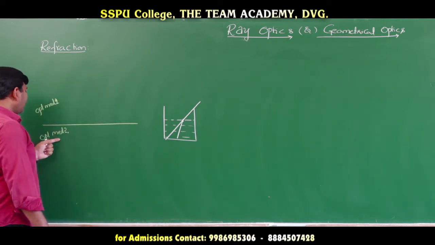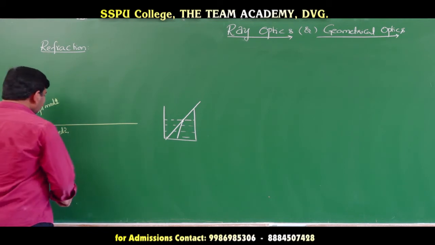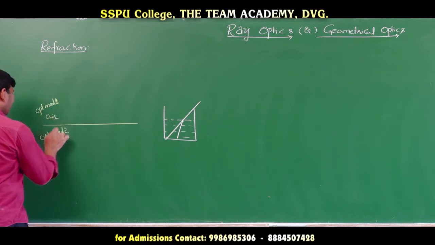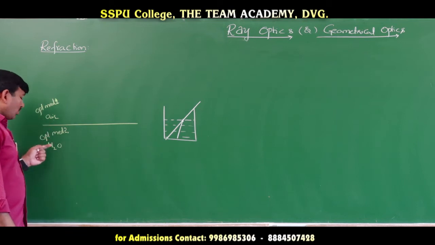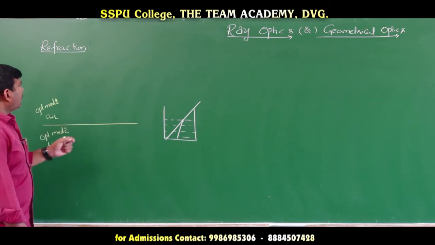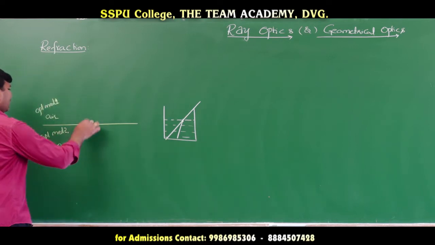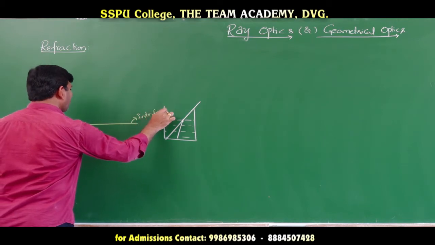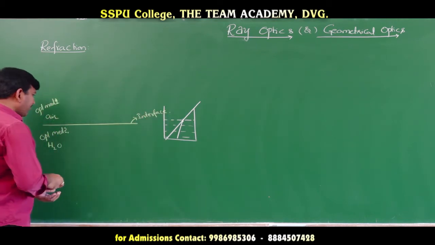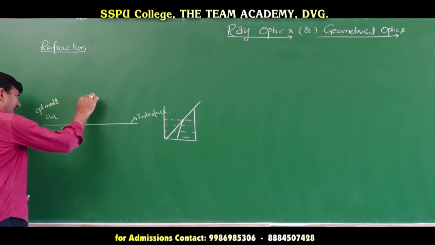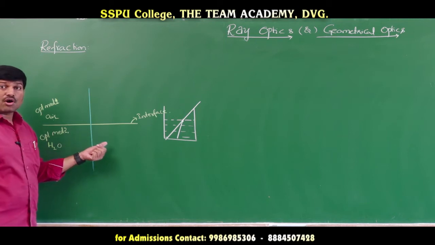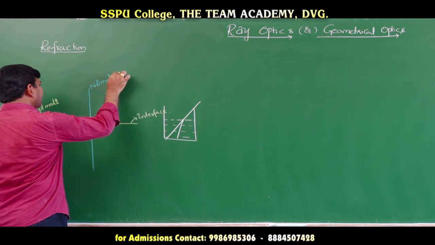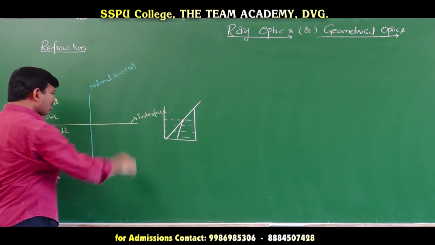There are two optical mediums, 1 and 2. Now let me choose, this is air medium and this is water medium. Out of air and water, we know that air is rarer and water is denser medium. Here, this is an interface, which is a plane that separates the two optical media. Now for this interface, I am going to draw a line like this. This line is normal to the interface. The line which is normal to the interface is said to be the normal line, indicated with letter N.